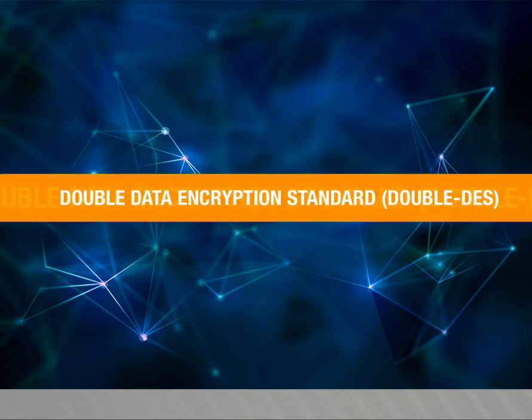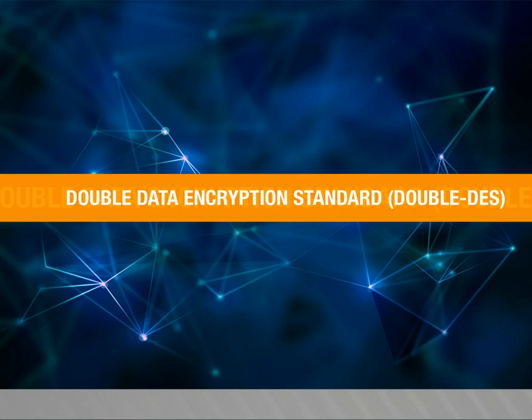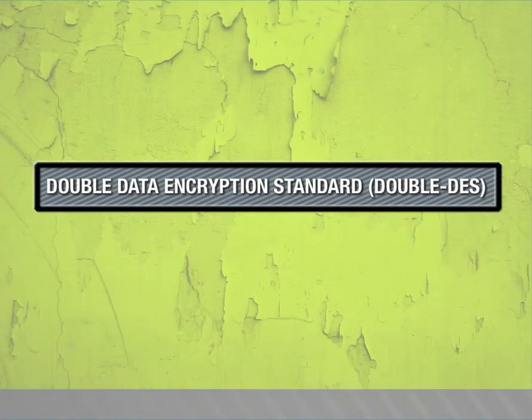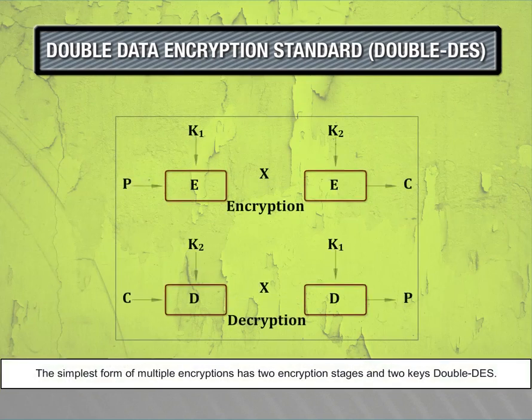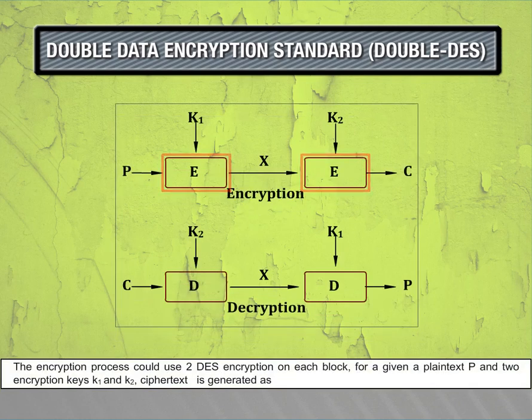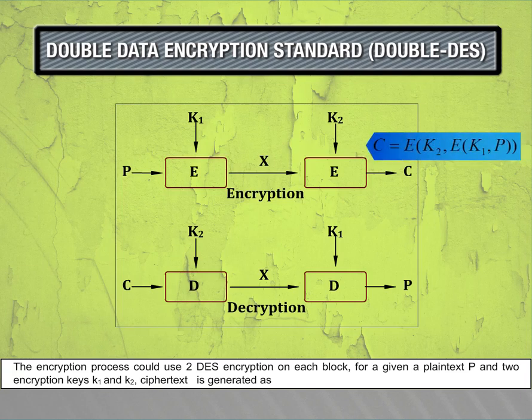Double Data Encryption Standard, double DES. In this video, we are going to see about Double DES. The simplest form of multiple encryption has 2 encryption stages and 2 keys. The encryption process could use 2 DES encryptions on each block: given a plaintext P and 2 encryption keys K1 and K2, ciphertext C is generated as C is equal to E of K2, E of K1, P.